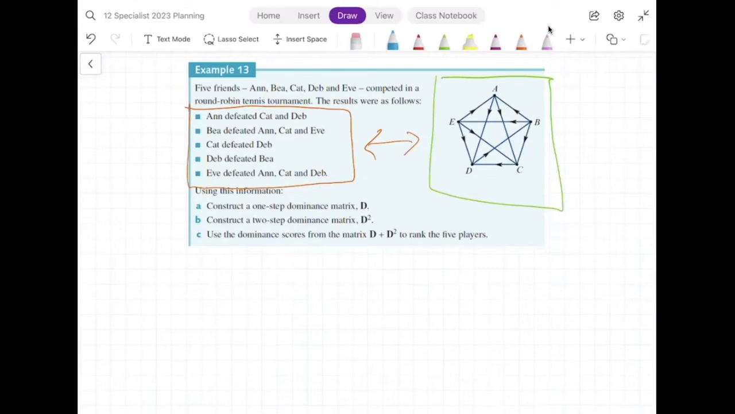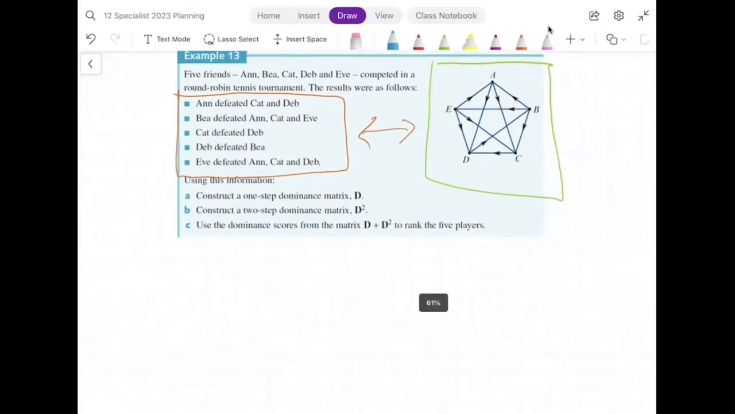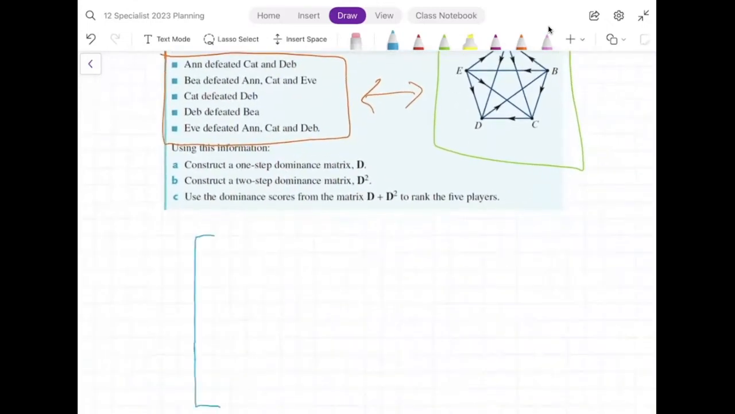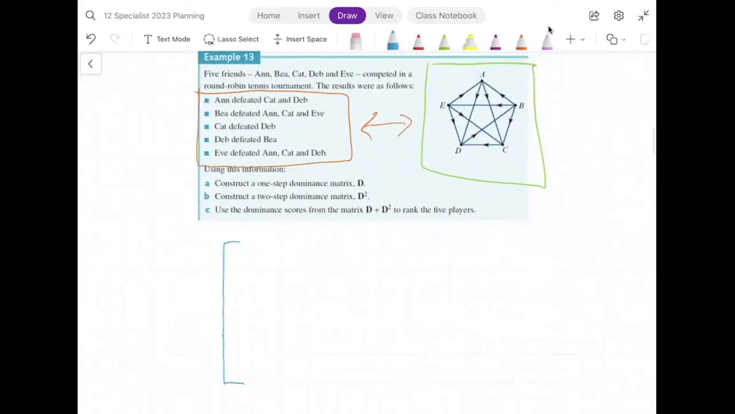That's D. And then part B is going to be to construct D squared. So first I'm going to construct D. So let's draw my matrix. Okay, so let's construct my matrix. Let's just put some letters on the side here to help make this make a bit of sense. I have Anne, B, Kat, Deb, and Eve. On the top, I also will have Anne, B, Kat, Deb, and Eve, which means my matrix should look something like this.